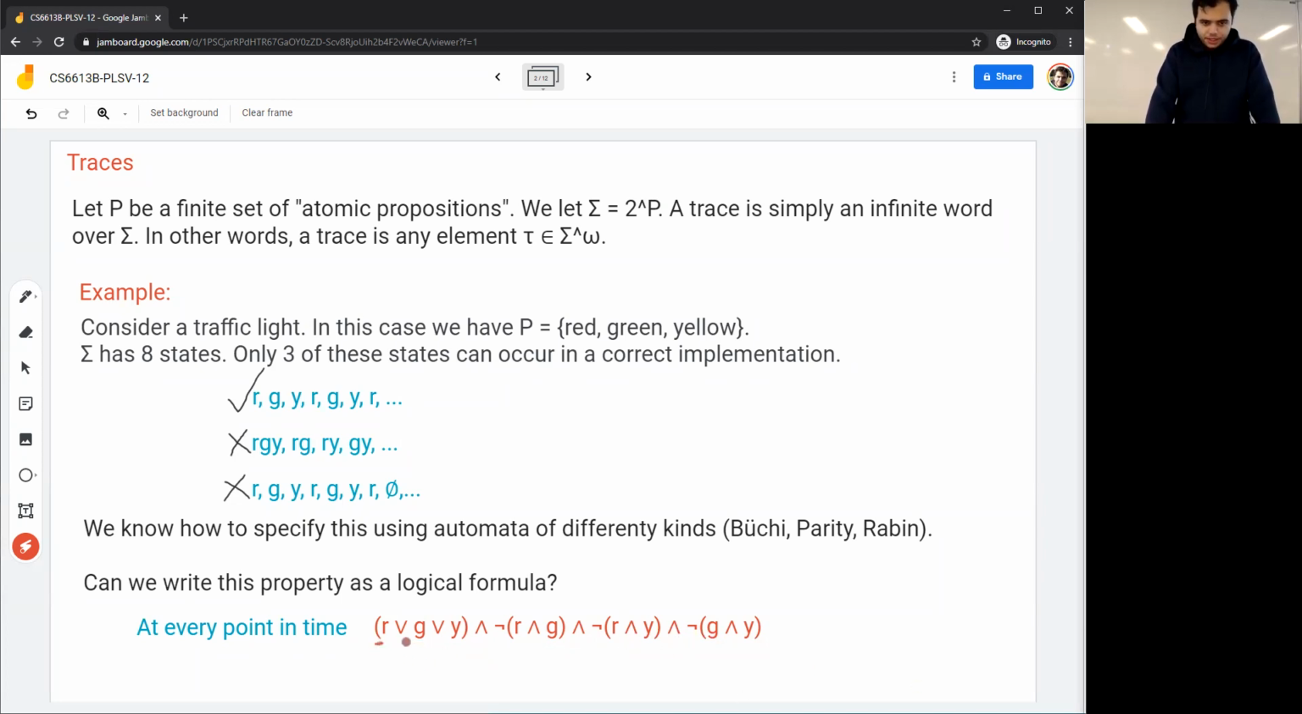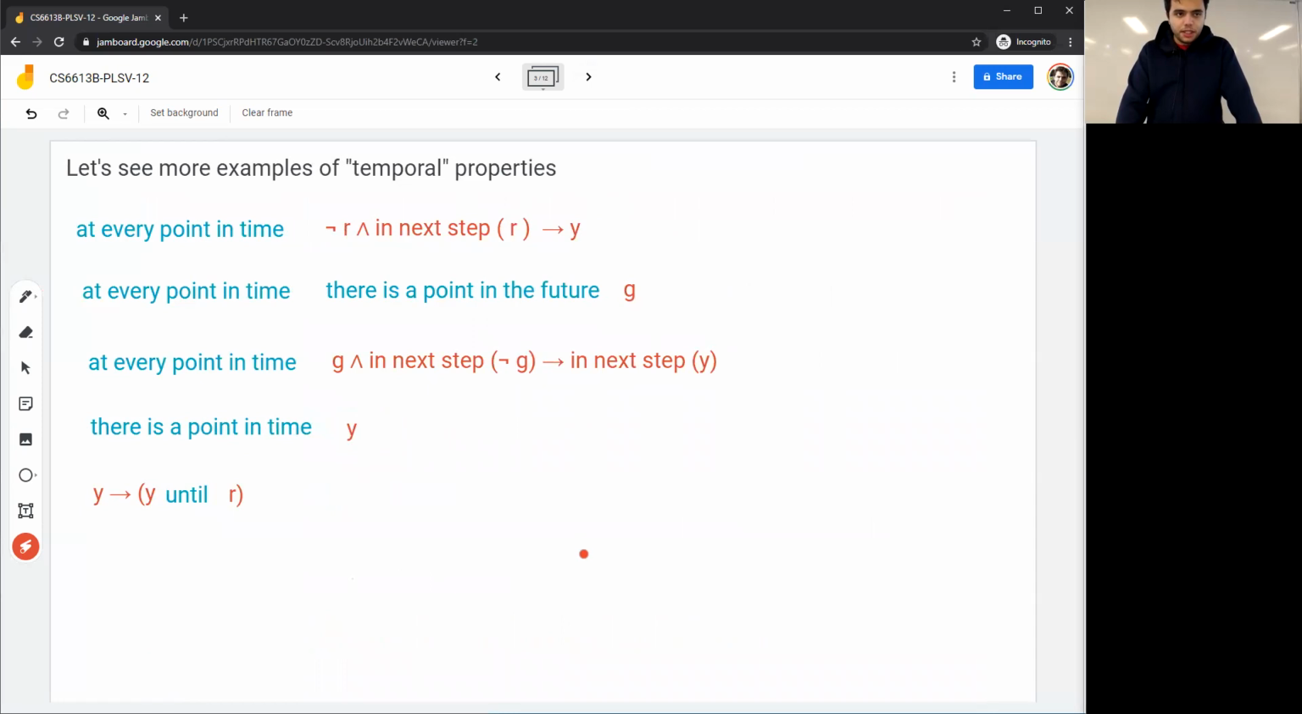So as you see, this is just a basic formula in propositional logic, and we have these atomic propositions. We can do all sorts of logical things with them. But what's really interesting is that we are saying at every point in time, I want these things. So this is the temporal aspect. Okay, so let's see some more examples of these temporal properties that we like to have for, again, let's say a traffic light. So what does this first one say? It says at every point in time, either the red light is off.